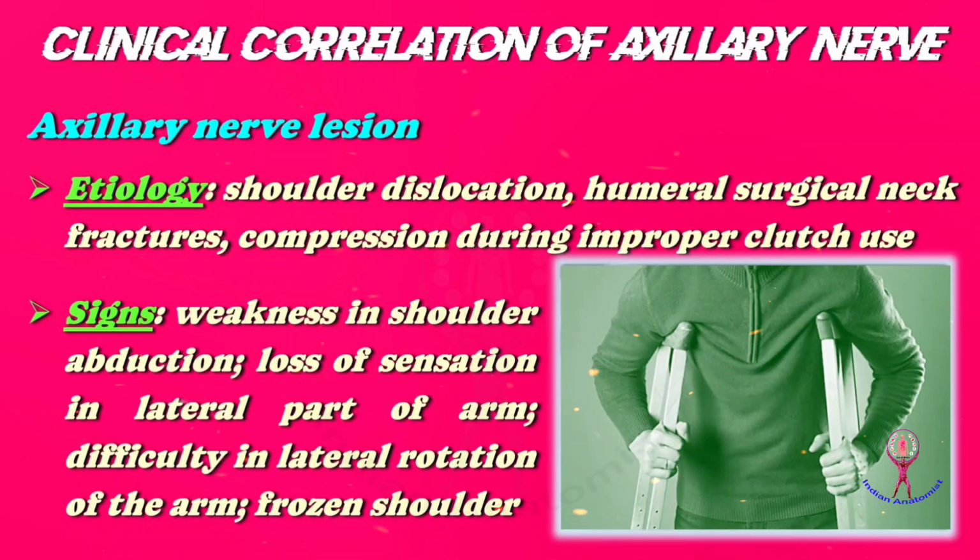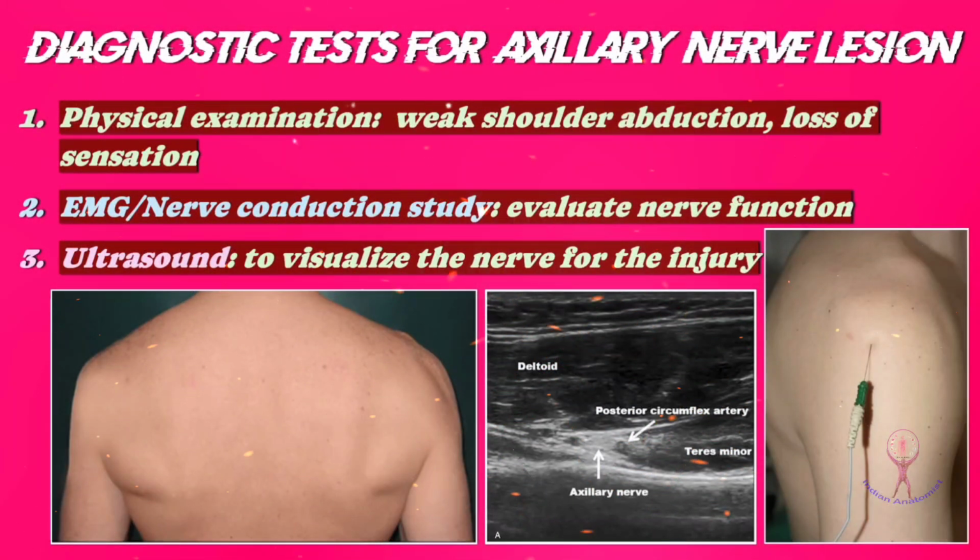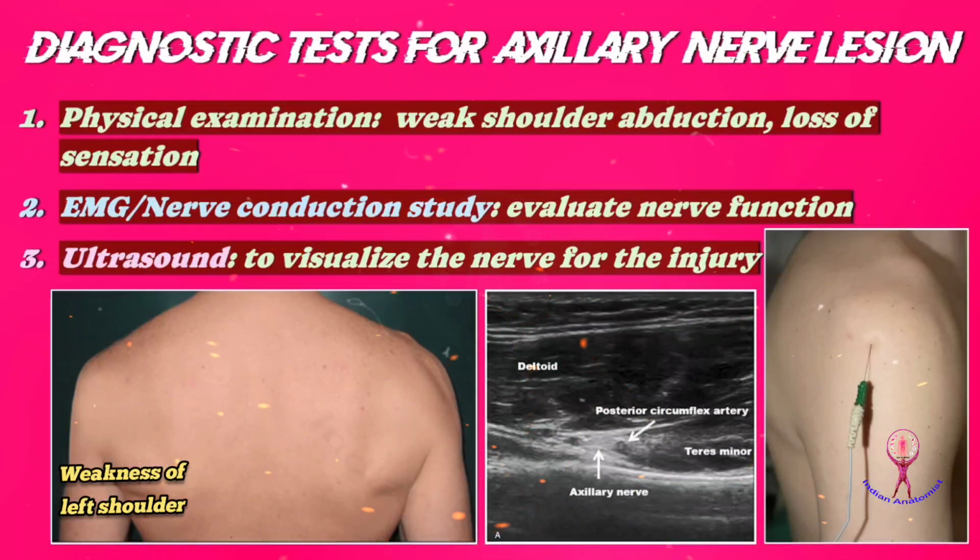Okay, a lesion happened. How to diagnose an axillary nerve injury? 1. Physical examination, identifying the weak shoulder abduction and loss of sensation. 2. Electromyography, the EMG or nerve conduction study, for evaluating nerve functions of axillary nerve. And number 3 is ultrasound to visualize the axillary nerve for the injury.